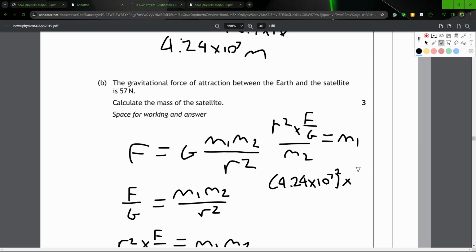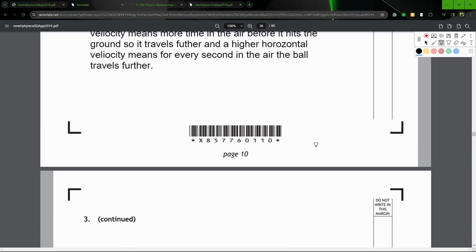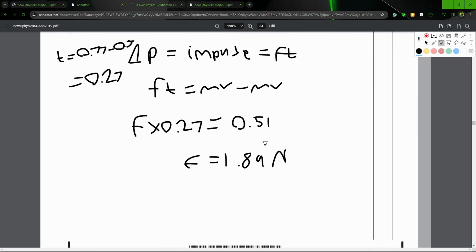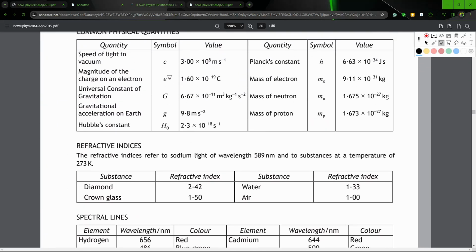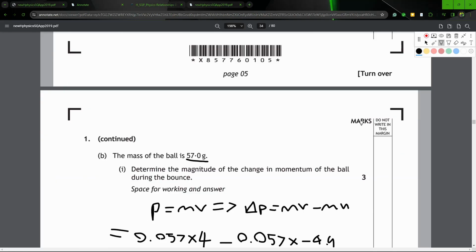squared, times the force, which is 57, and the gravitational constant is some hilarious number. It is 6.67 times 10 to the minus 11. I'll just double check that. It's either minus 11 or minus 18, I cannot remember. But it doesn't matter because I'll show you right where it is. There it is right there in all its glory: 6.67 times 10 to the minus 11. I was right. Oh, that feels good.